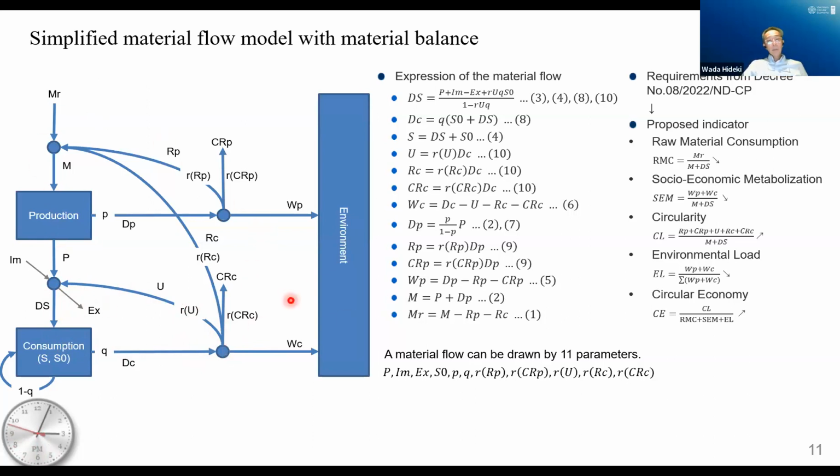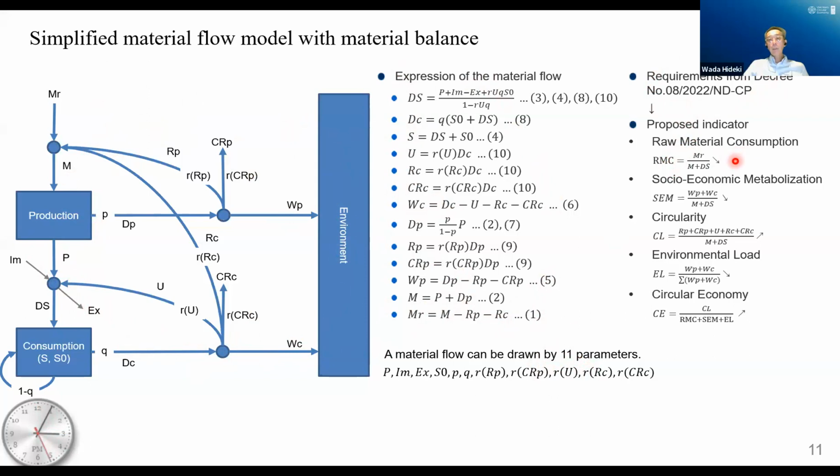And this material flow can be drawn by these equations, and we could find that only 11 parameters are needed to draw this kind of material flow for all products and byproducts. And by using these symbols, we can define the proposed indicators by referring to Decree Number 8, which defines the circular economy of Vietnam.